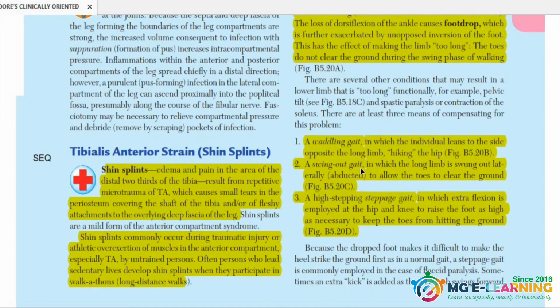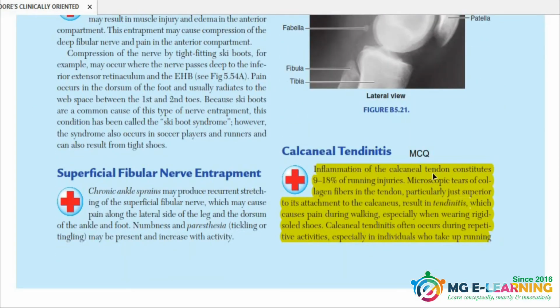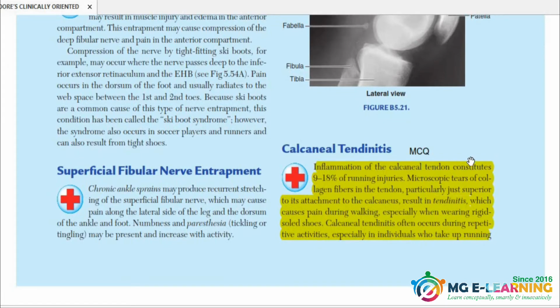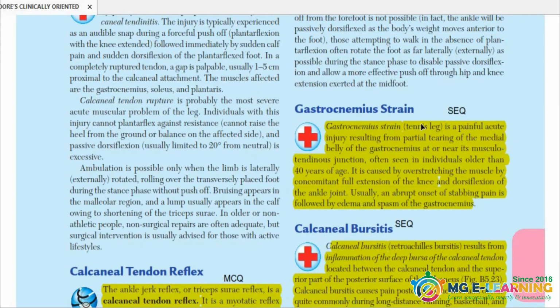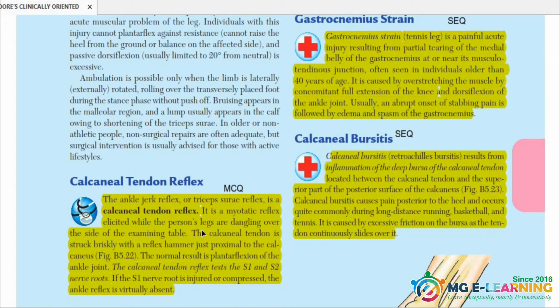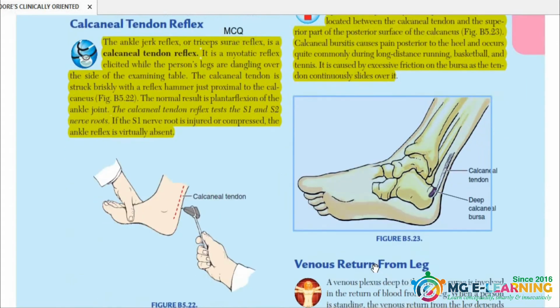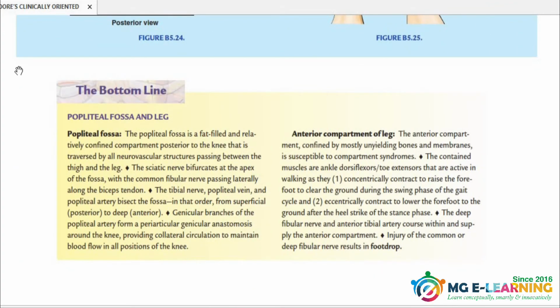Here is about gait. You have to know about the types of gait. Calcaneal tendinitis, it is also important for MCQ point of view. And tennis leg, it is important for SCQ point of view. Calcaneal tendon reflex, it is important for MCQ point of view. And calcaneal bursitis, it is important for SCQ point of view. Our chapter is end. Hope you can understand.